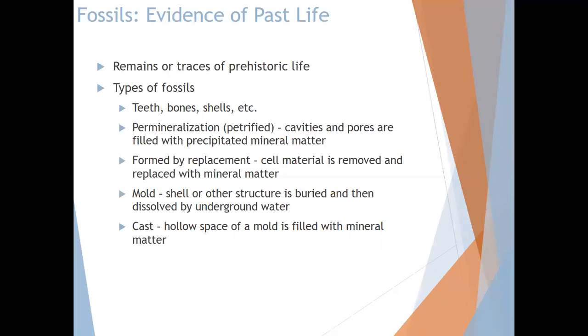You can also have fossils form by replacement, where cellular material and mineral matter are going to switch ions, so that you're going from bone to rock in the switching or the replacement of the chemical constituents in the matter. You can also have molds, where a shell or some other structure is buried and then it's slowly dissolved by underground water and it leaves a mold of itself or an impression of itself in the solid rock. Or you can have a cast, which occurs when that hollow space of a mold is later filled with mineral matter that then hardens into a rock.